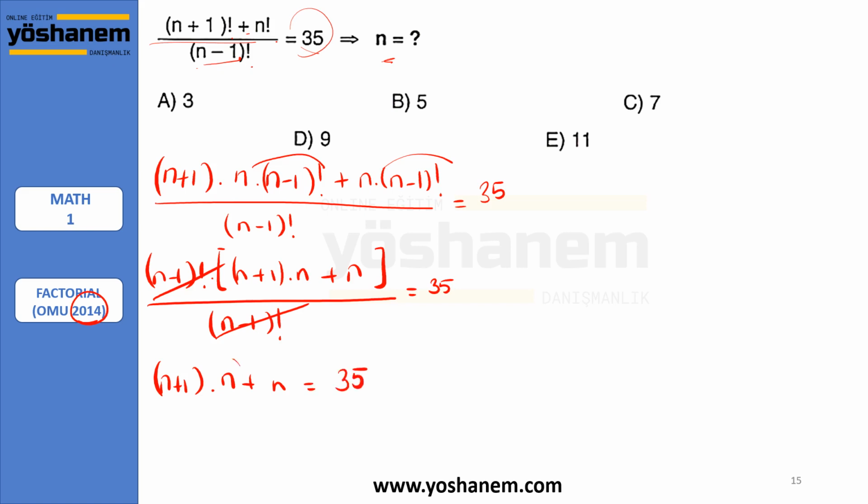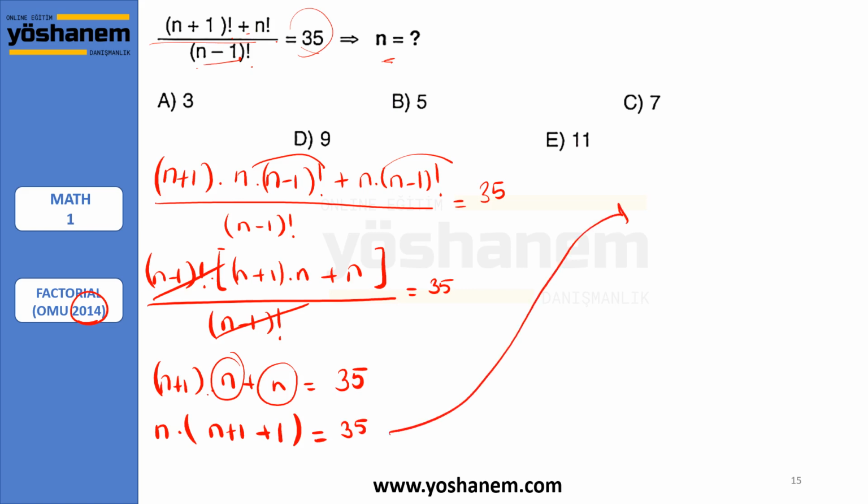35. Let's factor out n here. N times n plus 1 plus n, 1, equals 35. Let's continue here. N times n plus 1 plus 1 is n plus 2, 35.